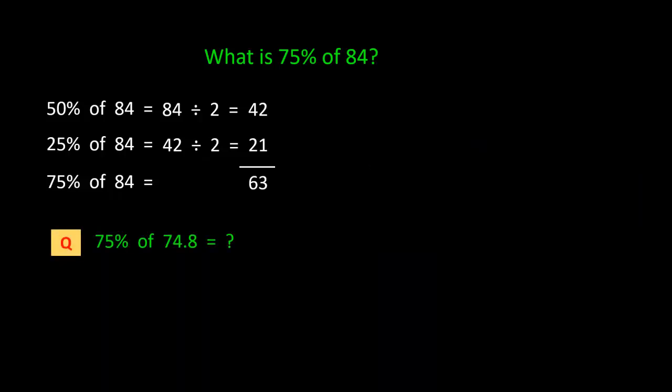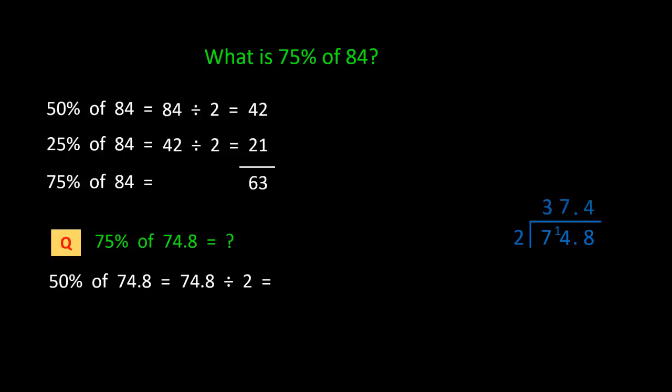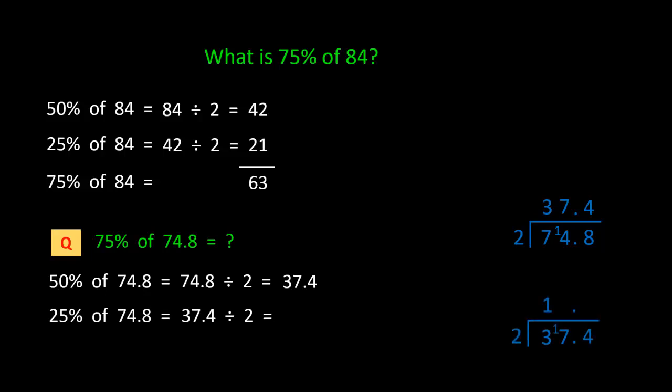75% of 74.8, please. You know what to do. Press pause, work it out, press play for the answer. Okay, so we'll do it this way. 50% of 74.8. Now make sure when you do a bus stop dividing the decimal that you line up the decimal points like that. And that's going to give us 37.4. We want 25%. So that's 37.4 divided by 2. Line up the points. 2 into 3 is 1 with 1 over, 8 and 7. 18.7.